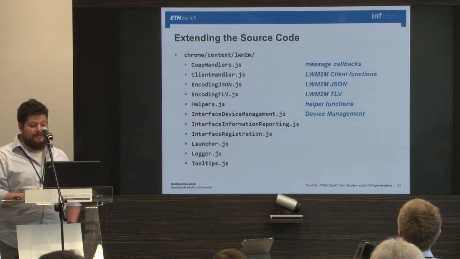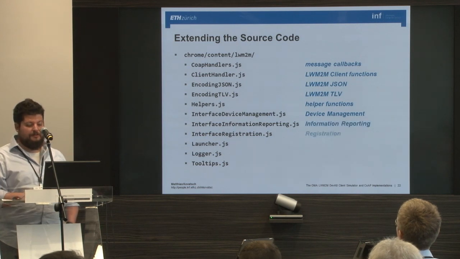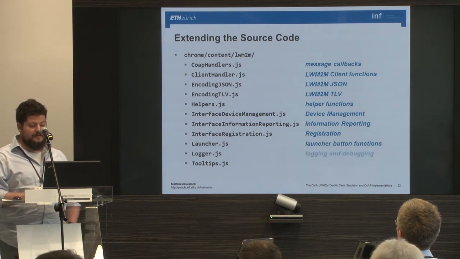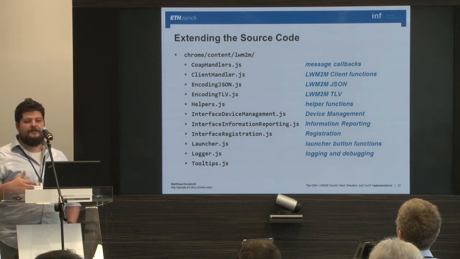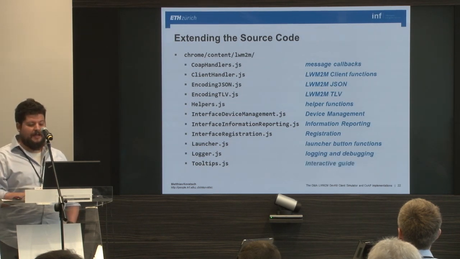Then, quite obvious, we have split the implementation of the interfaces in different files, so if you want, I don't know, extend something in the device management, you go to this file. It should be pretty clear. This file is loaded by this loader, launcher.js. We have a logger that basically provides this visualization of the CoAP messages, and there are also some helper functions that allow you to debug JavaScript objects and to see what fields are there if you want to dig deeper and, I don't know, provide some more details in the GUI, for instance. And the last thing, tooltips, that's this interactive guide that provides these pop-ups in the different stages.